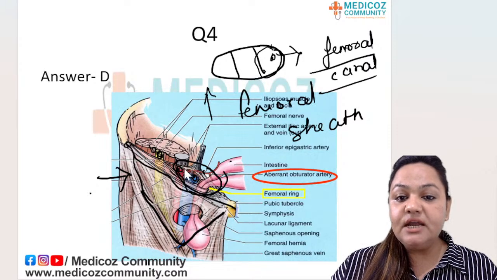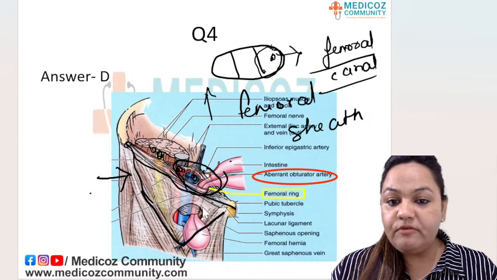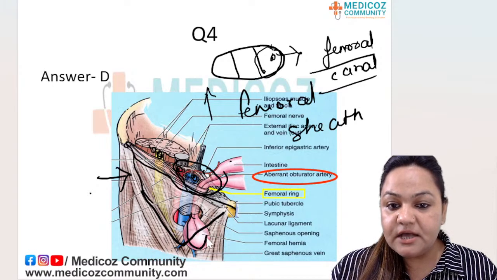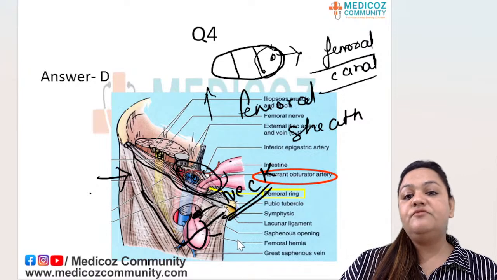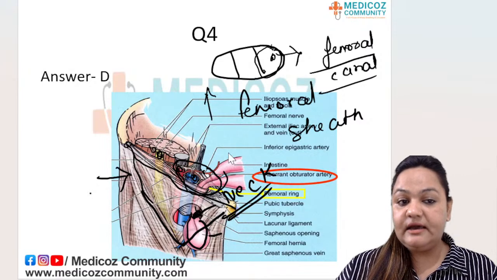It is lying medial to the femoral artery and femoral vein. Here you can see this is the bulge which is called the head, and this constricted part here is called the neck of the femoral hernia. Clear? So these are the points related to the femoral hernia.